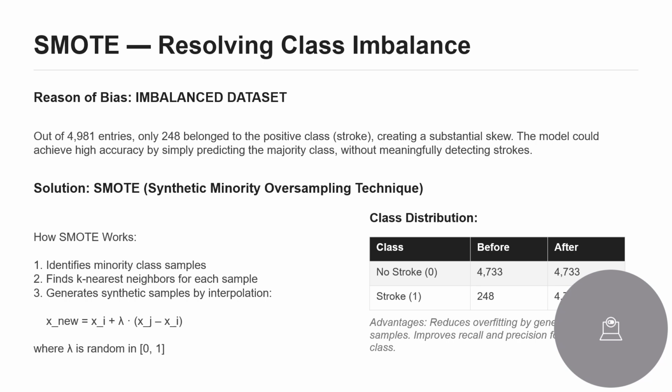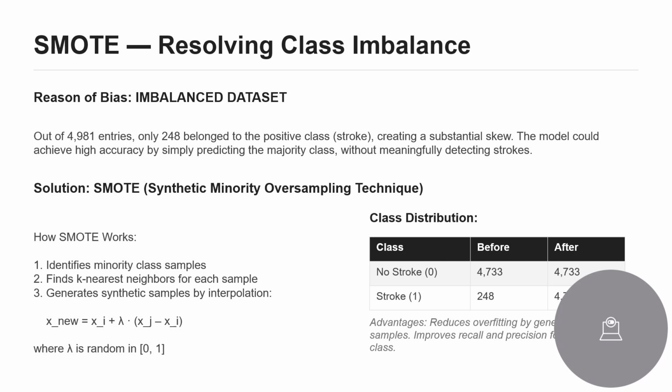Let's discuss SMOTE, resolving class imbalance. Now let me talk about one of the key techniques we used, SMOTE, which stands for Synthetic Minority Oversampling Technique. As we discussed, our dataset had a major class imbalance problem. Only 248 out of 4,981 records were stroke cases. This means the positive class, stroke, makes up less than 5% of the data.